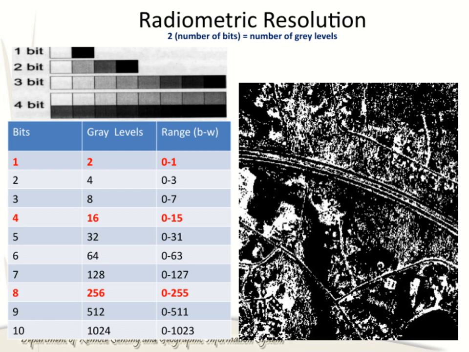It's a key factor in image quality because higher radiometric resolution allows us to distinguish subtle differences in brightness, which is crucial for accurate analysis and interpretation. So, understanding this relationship helps us appreciate why increasing the bits improves image detail, but also why it comes with considerations like increased data size and processing requirements.